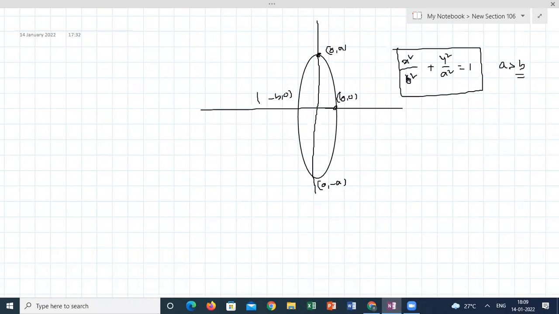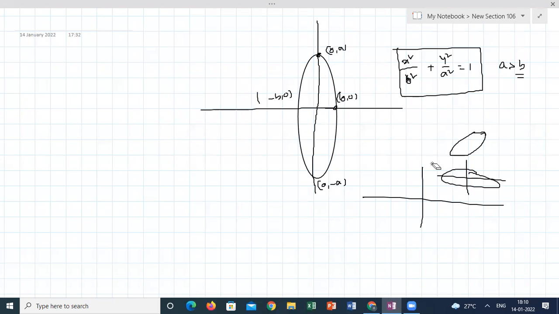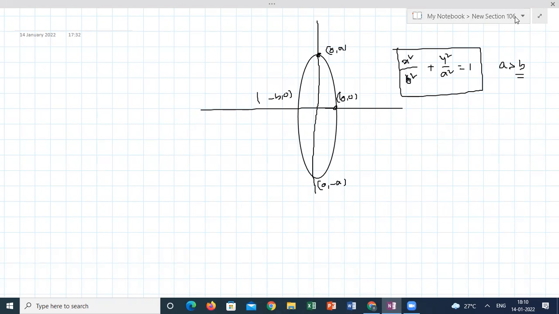But if the origin is not at the axis, if this is my coordinate system, suppose my ellipse is like this, or my ellipse is like this, here the discussion is a little bit different. I already told you, this is not in the scope of the syllabus. We won't discuss that. We will see at the end if time permits.